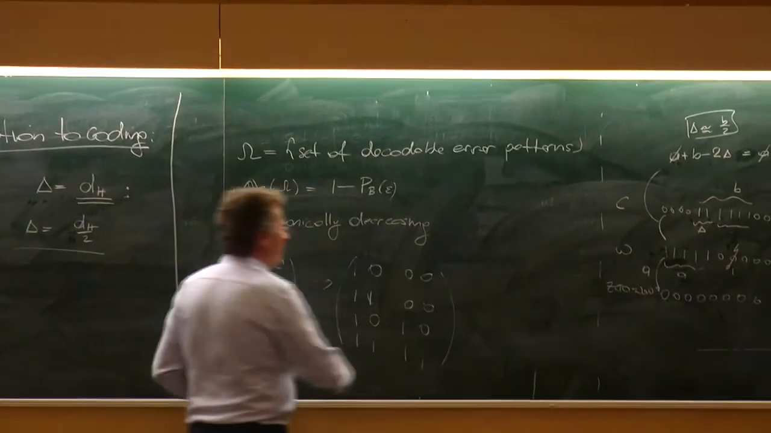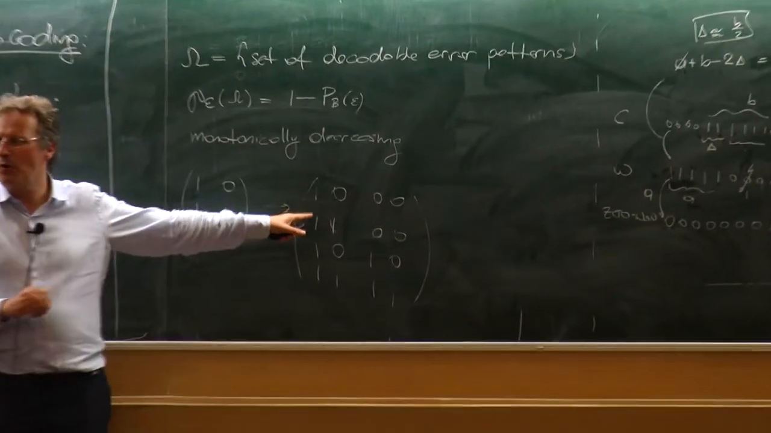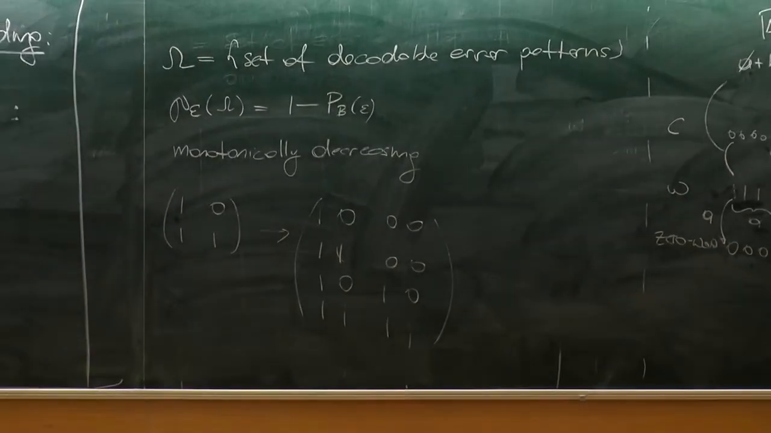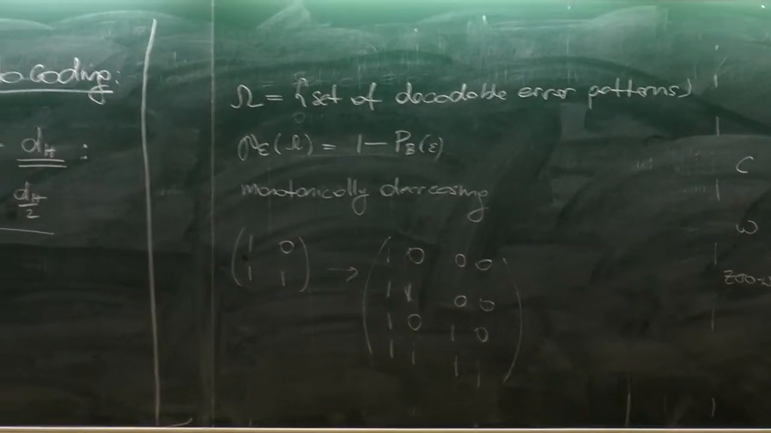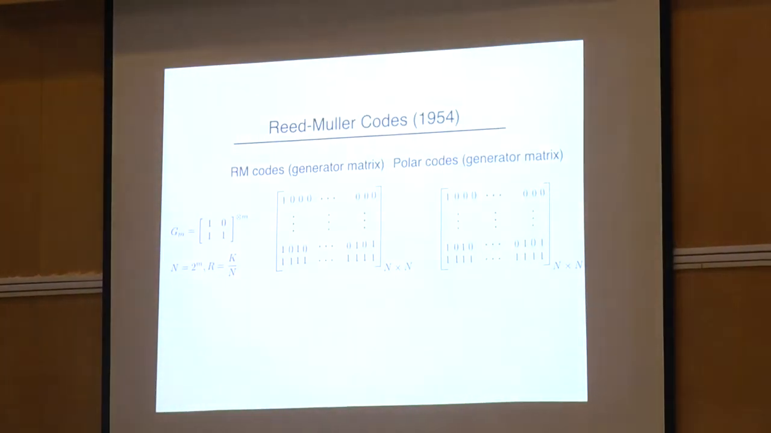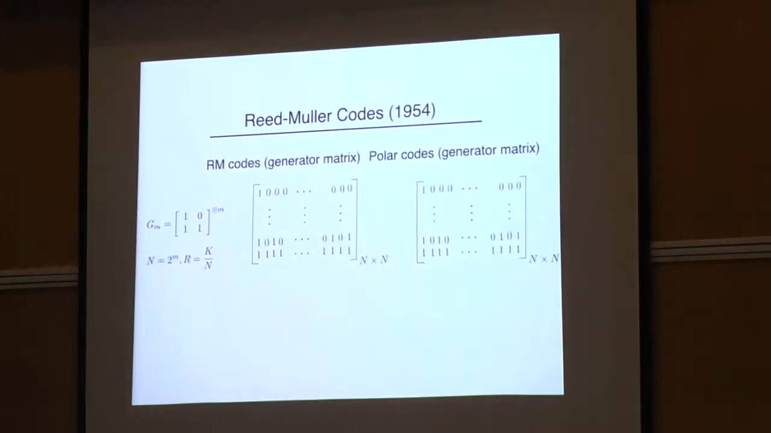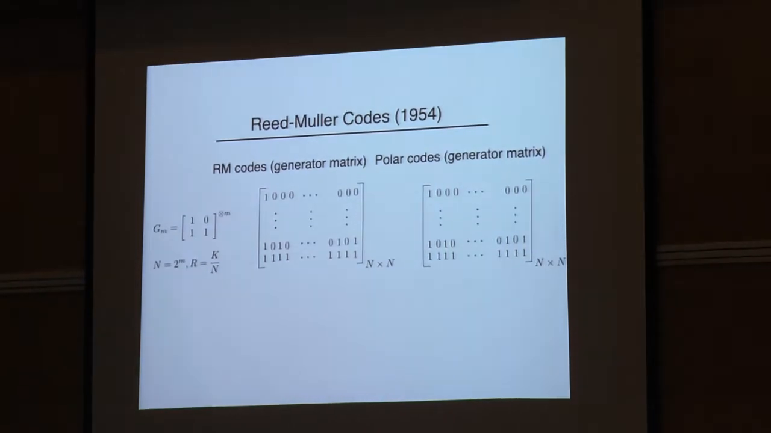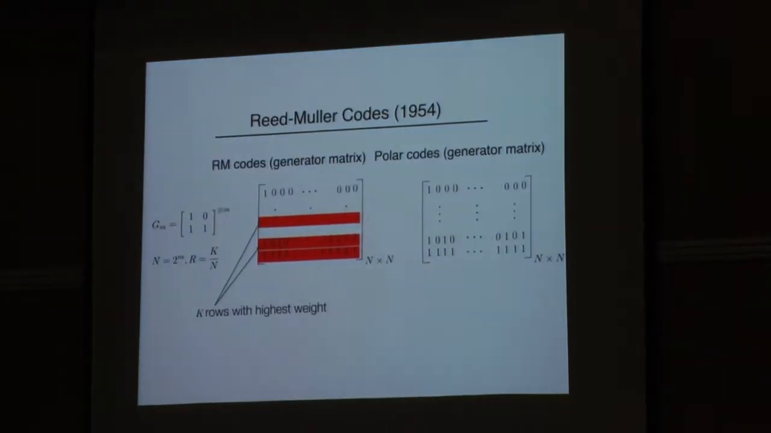Okay, so now you have a 4 by 4 matrix, and again, you replace every 1 by this small matrix, and so this way you get powers of 2, you get 2 to the n by 2 to the n matrices. And so now these are basically the generator matrices of the code, except that these are, of course, 2^n by 2^n matrices. And so you don't want the rate 1 code. And so the only difference between polar and Reed-Muller codes is which of these rows you pick.